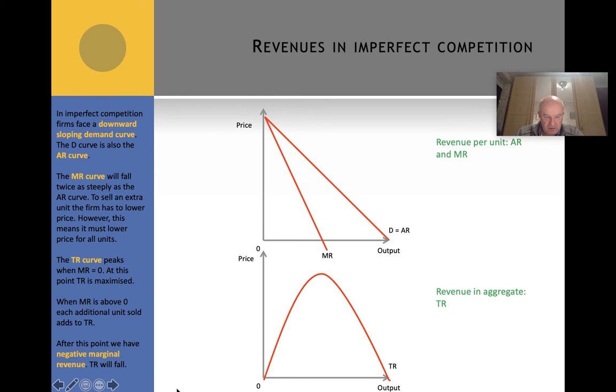If the amount of revenue we're generating starts to fall, or our marginal revenue is starting to fall, you're going to find that over time total revenue starts to peak. It will peak at a certain point, and that's where our total revenue is maximized. If our marginal revenue is above zero, then each unit that we sell adds to total revenue. But when we get negative marginal revenue, total revenue is going to fall.